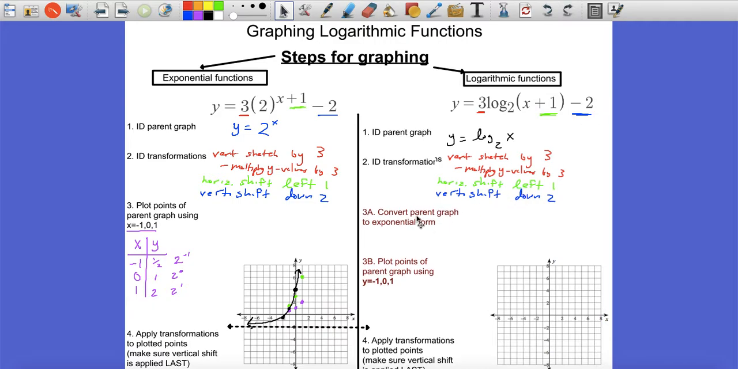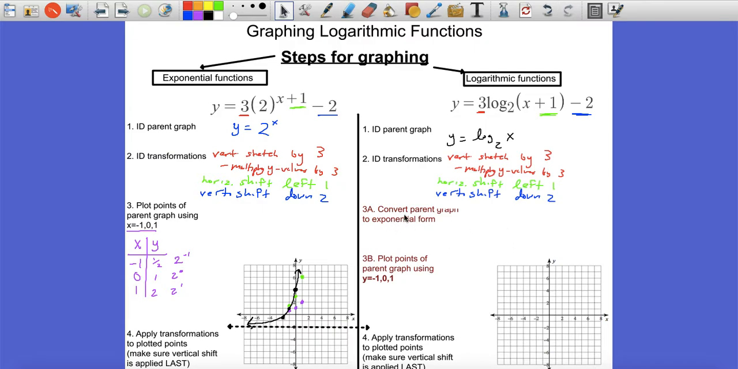But now we have to convert our parent graph to exponential form. So this is where it starts to get a little different. Because we're not already in exponential form, we can't just go ahead and plug in. We want to plug in when we're in exponential form, not logarithmic form. So we're going to take our parent graph, log base 2 of x, and rewrite it in exponential form. Remember the way that we do that is we identify our base, which was 2, swoop it to the other side, and then rewrite in exponential form. So we're going to have 2 raised to the y power equals x. So there we are, 2 to the y power equals x.